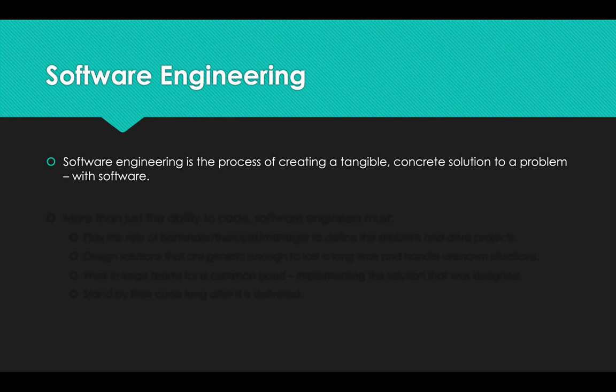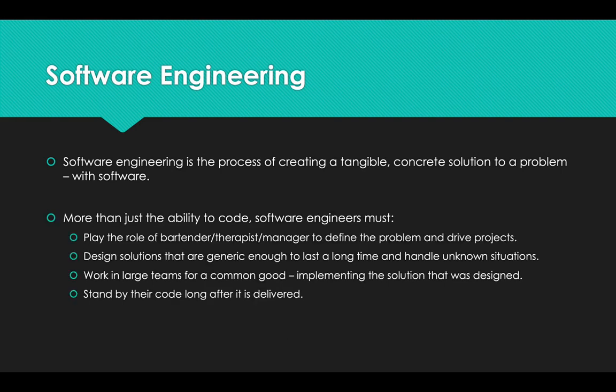So software engineering, if we wanted to provide a textbook definition, is taking a problem that somebody has presented to you and creating a very concrete solution to that problem in the form of software. More than just the ability to write code in a specific language, C, C++, C#, Java, whatever, a software engineer has to be able to write the code, debug the code, and test the code, but they also have to be able to manage all of this interstitial soft skill stuff that sits around the coding involved in software engineering.